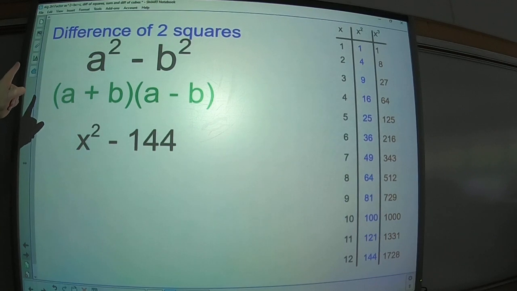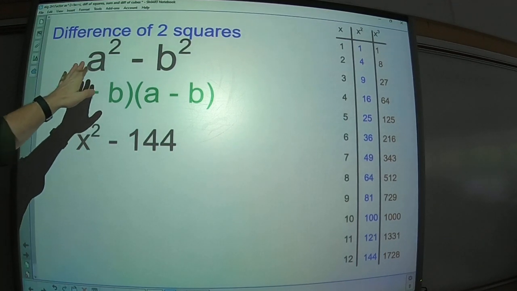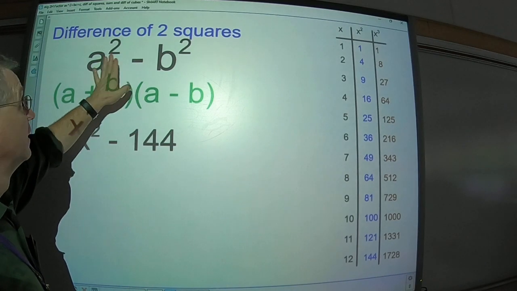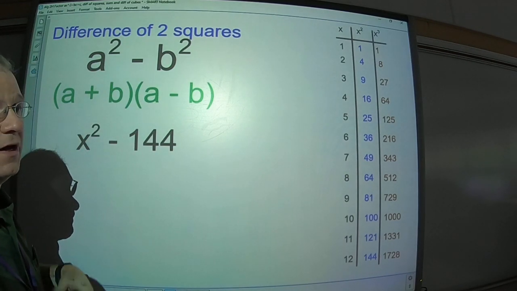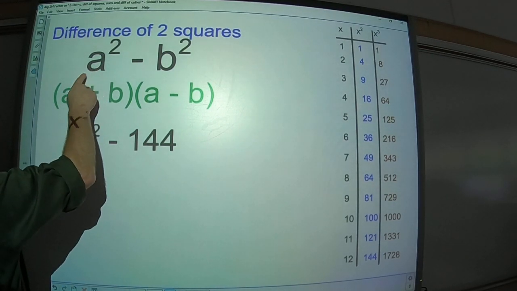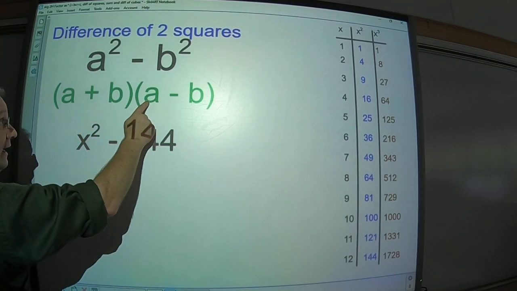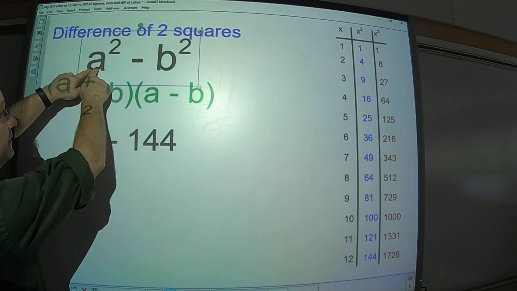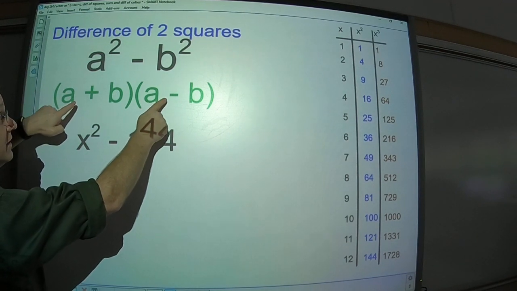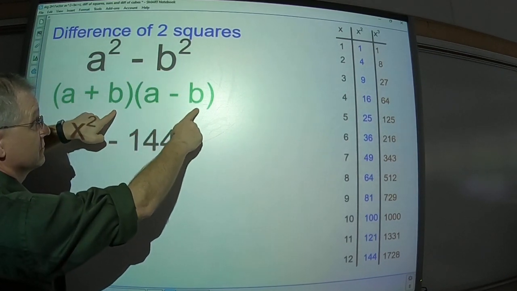Now, difference of two squares, new topic in factoring. Difference of two squares: a squared minus b squared. It's the difference of two things that are squared. The formula way of factoring this is a plus b, a minus b. So a times a is a squared. A goes into the beginning of each, a plus and a minus, and b goes in the last spot of each.